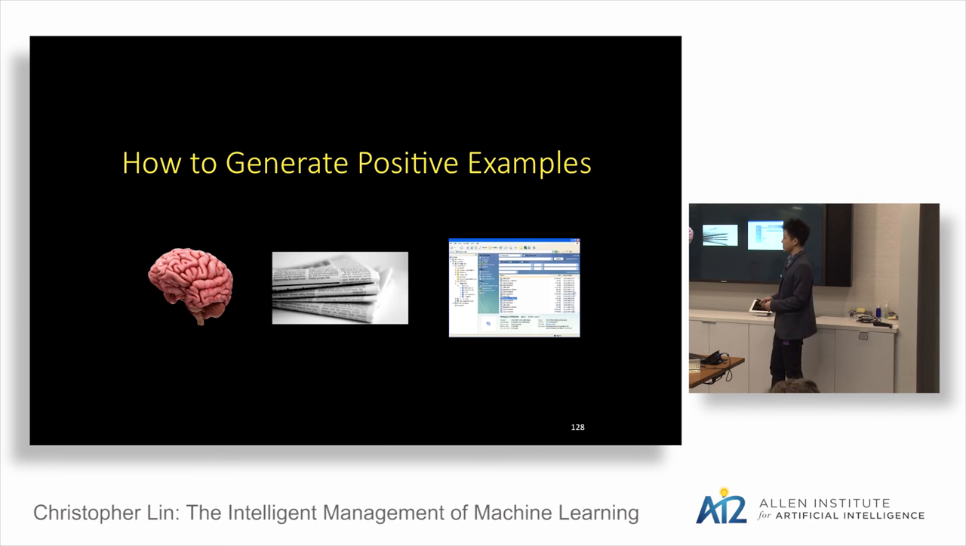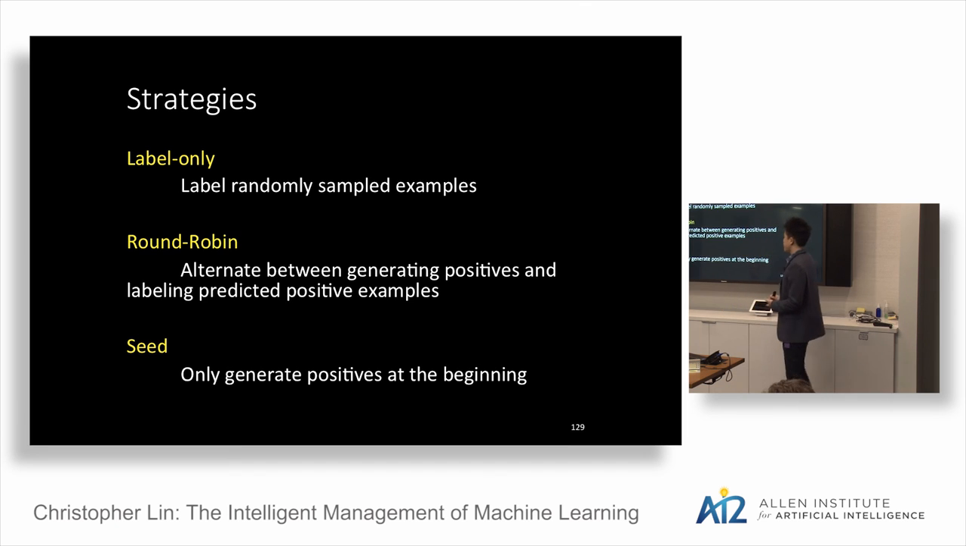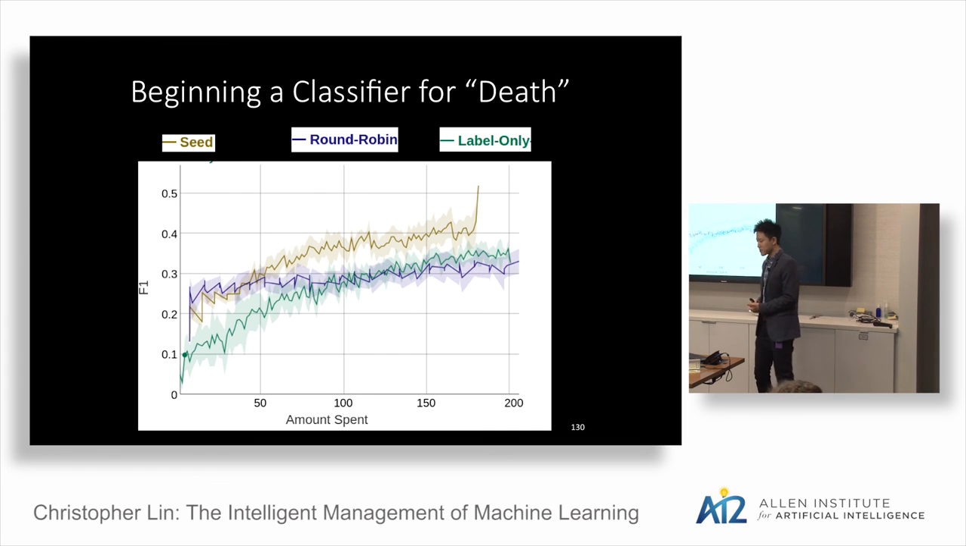And we're just going to look at the second method. What we did is we asked the crowd to go on the web and on the news to copy and paste examples that are positive. And so we tried three different strategies. We tried a label-only strategy, which is we're going to ask the crowd to simply label randomly sampled examples. We tried a round-robin strategy. We're going to alternate between asking the crowd to generate positive examples and labeling examples that the classifier predicts as positive. And then we're going to try a seed strategy where we're only going to generate positives at the beginning and then at some point stop generating positives and only ask the crowd to label examples that we think are positive.